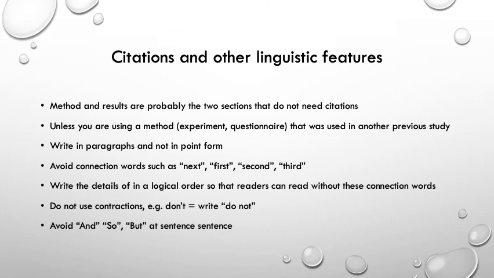Do not use contractions in your writing, and this is not only for method but throughout the entire research paper. Don't, do not; shouldn't, should not; isn't it, is not. Write out the words in full. Do not abbreviate them.